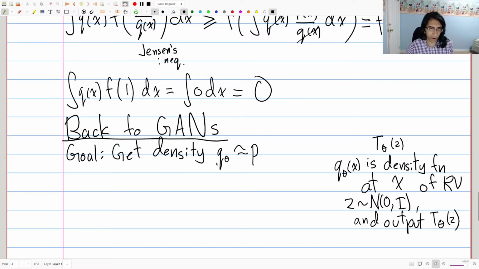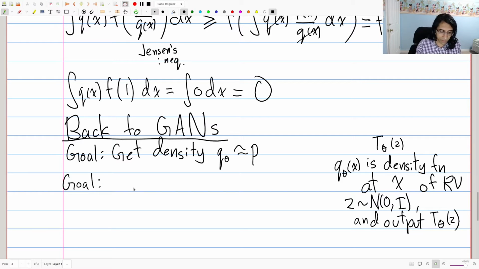So our goal is really to get the density of that process to be approximately equal to the density of P, which is the true density. So if we're trying to get these two densities to be close to each other, that's essentially what we can do using f divergences. In particular, let me restate our goal, or a way of realizing this goal.